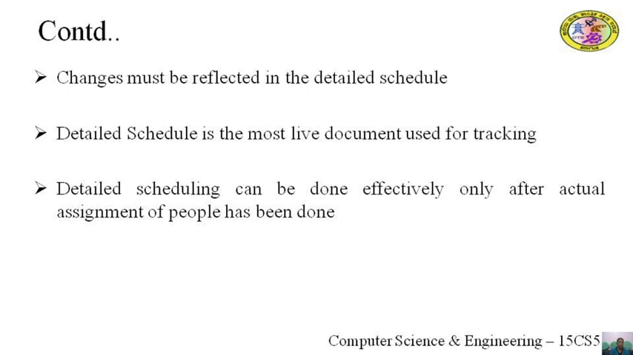The final schedule, frequently maintained using some suitable tool, is often the most live project plan document. Therefore, the activities and schedule are tracked using the detailed schedule plan. Overall project planning decides only the number of resources, whereas detailed scheduling is done effectively after assigning actual people to the task.